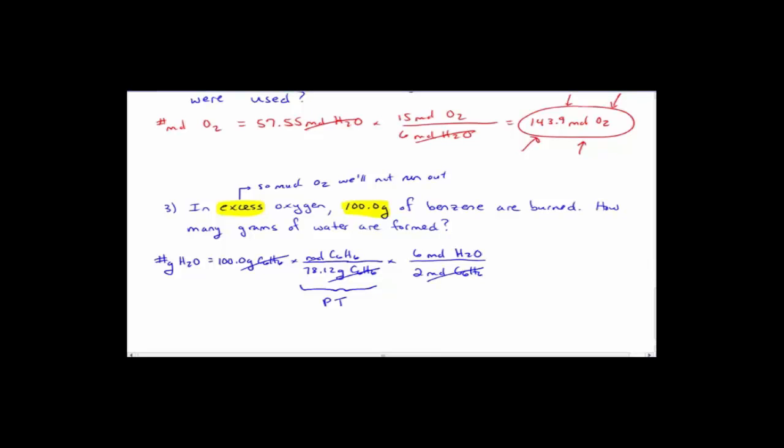So the moles of benzene cancels the moles of benzene. Where did I get this? From the balanced reaction. And finally, I need to go from moles of water to grams of water. Well, it turns out that for every 1 mole of water, that's a mass of 18.02 grams of water. Where did I get this information? Once again, from the periodic table. That's just the molecular mass.